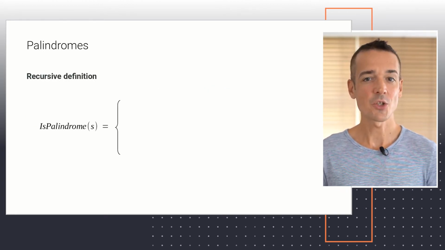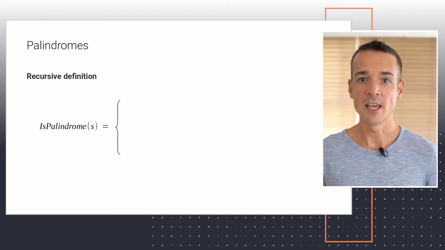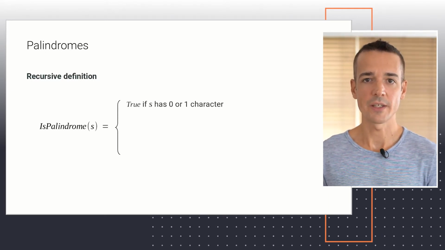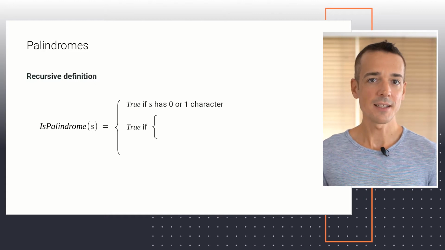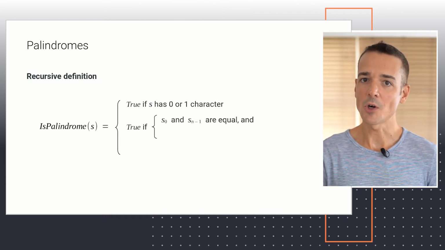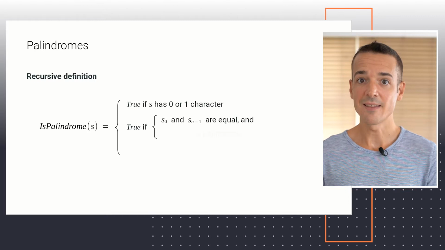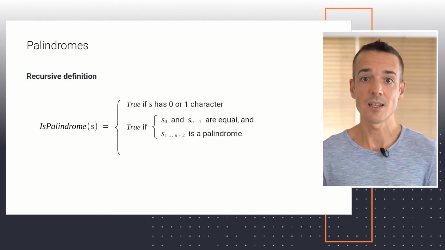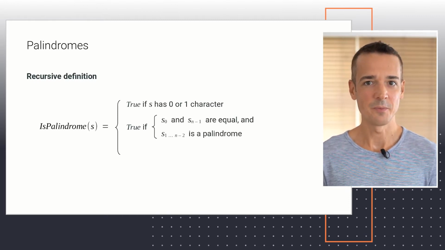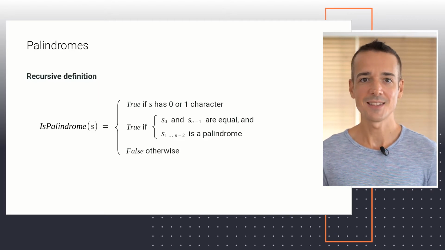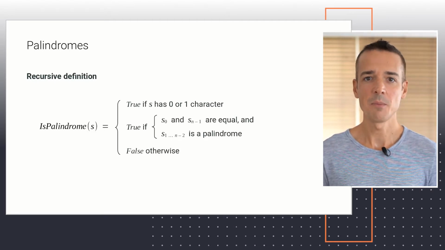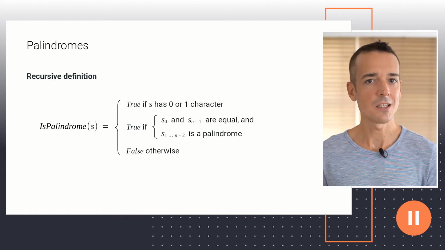We can state that a string S is considered a palindrome if it's composed of 0 or 1 characters. For all other lengths, a string is a palindrome if the first and last characters are equal, and the substring discarding the first and last characters is a palindrome. In all other cases, S is not a palindrome. Please pause the video for a second and study this definition carefully.